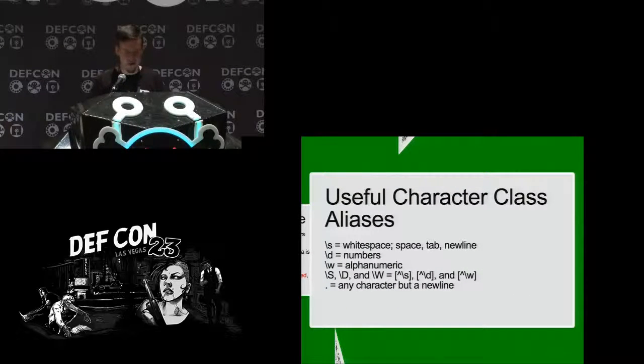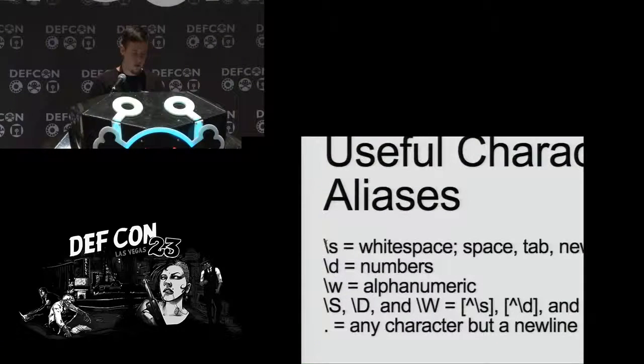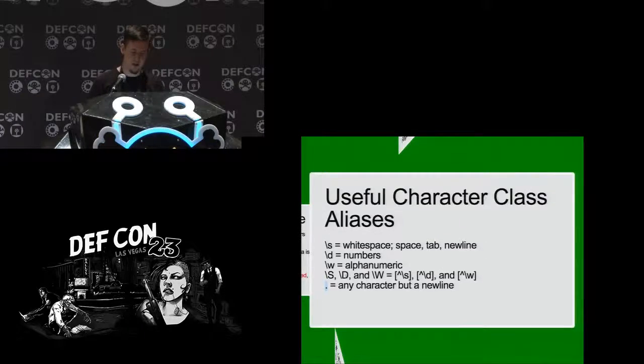So some aliases for character classes. You can do whitespace, numbers, alphanumeric, also underscore. And if you capitalize it, that's a negated character class of that. So you can say not whitespace, or not numbers, or not alphanumeric. And then you have a dot, which is kind of like the question mark in globbing. That's any character except for newlines, typically, unless not, because you can modify that too.